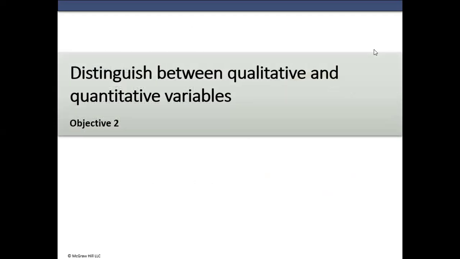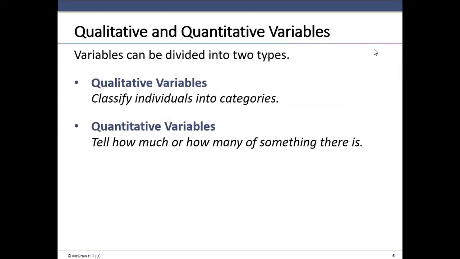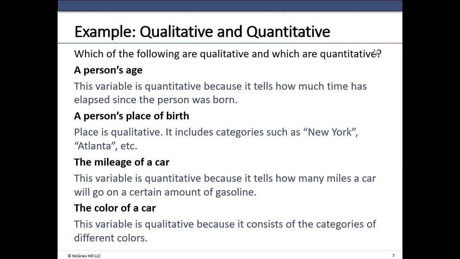Distinguish between qualitative and quantitative variables. Qualitative variables classify into categories. Which of the following are qualitative and which are quantitative? A person's age, this is quantitative because it tells us how much time has elapsed since the person was born. So age is quantitative. A person's place of birth is qualitative. It includes categories such as New York, Atlanta, etc.